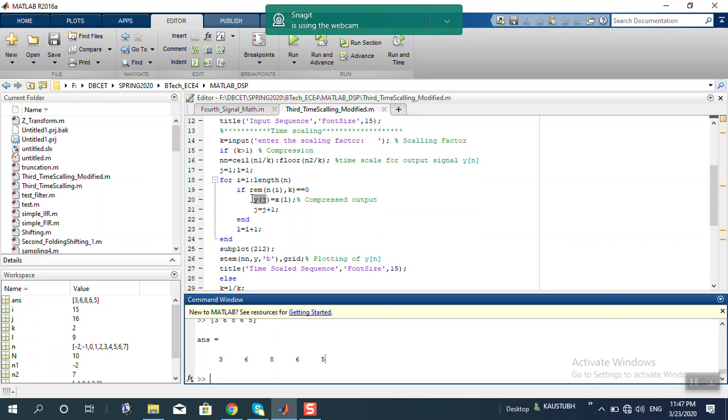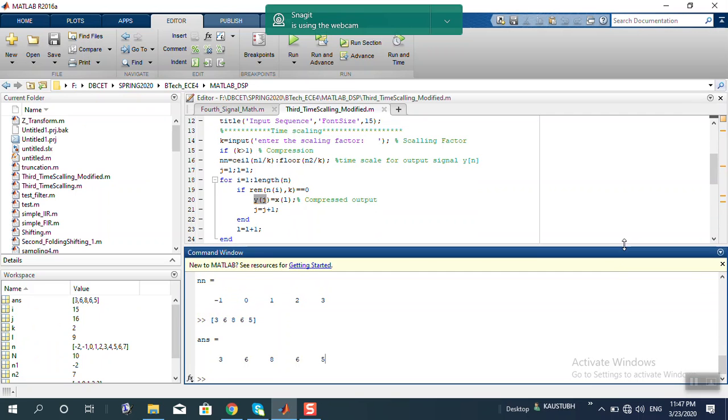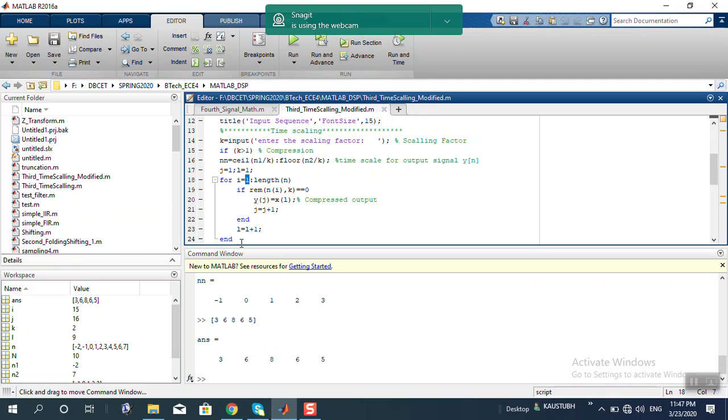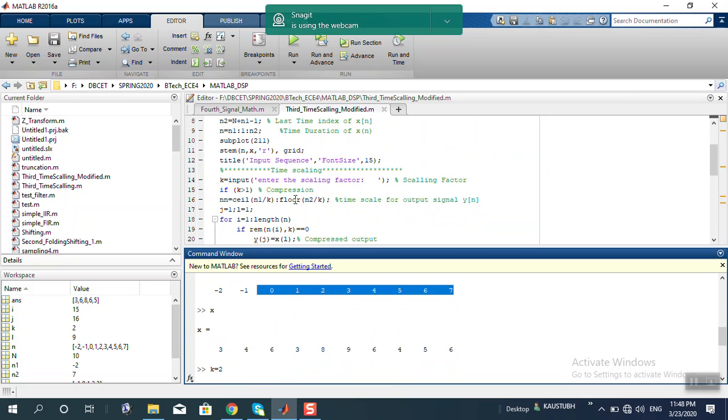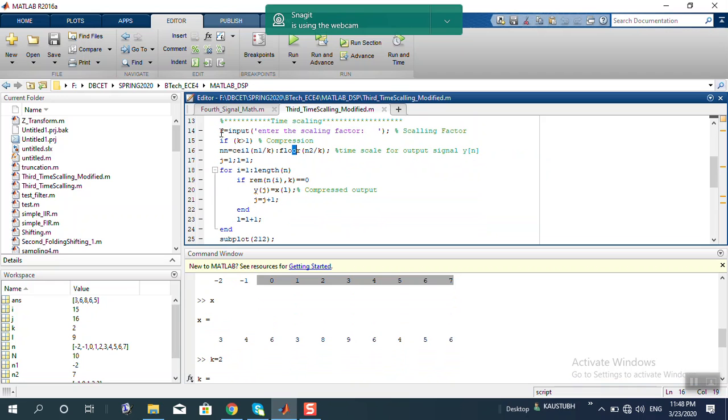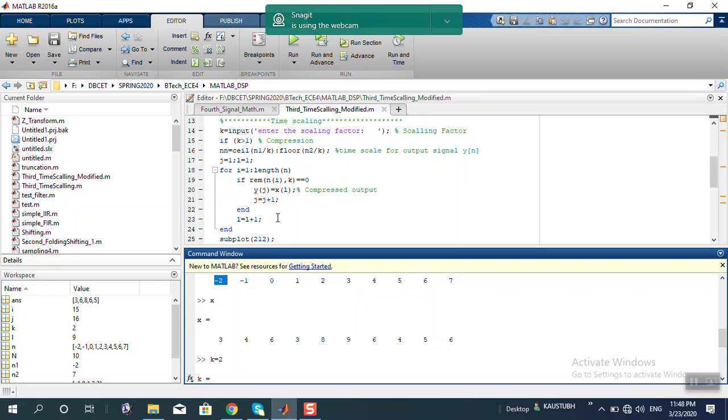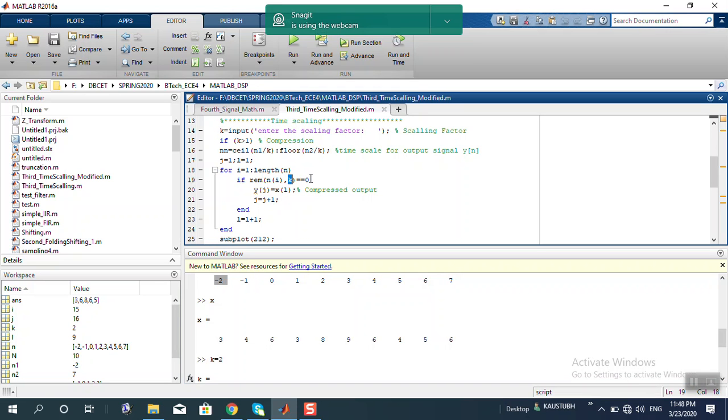So the same thing, you see, say i is equal to 1, it will go up to length of n. If we take this example, here the length of n will be 10, right? So it will go from 1 to 10. Now remainder of ni comma k. So what is ni? n of 1. What is n of 1? Minus 2. Minus 2 divided by k, is the remainder equal to 0? Yes.